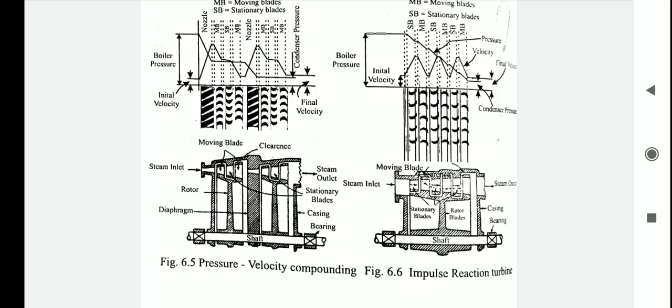The steam velocity in this type of turbine is comparatively low, the maximum being about equal to the blade velocity. So this type of turbine is very successful in practice. It is also called a Parsons reaction turbine. So this is about the compounding of steam turbines.